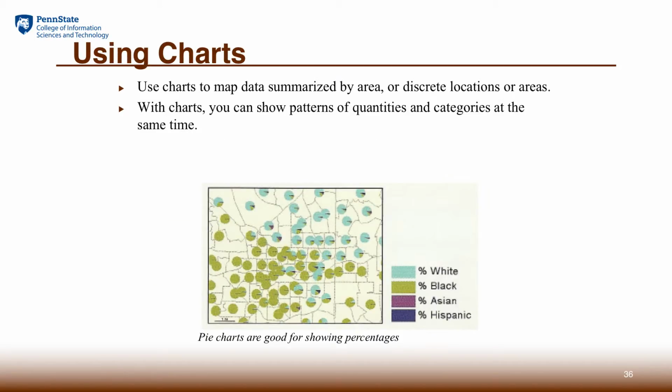There's also a number of chart symbols in ArcGIS that you can use to symbolize either point data or area data. Using charts, you can show patterns of quantities or categories that are formed by multiple attributes in combination. We'll briefly talk about the use of pie charts and bar charts.